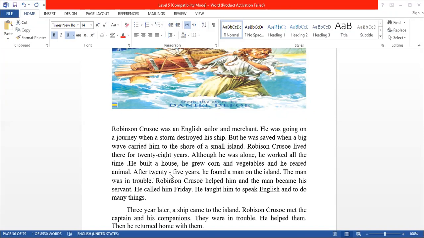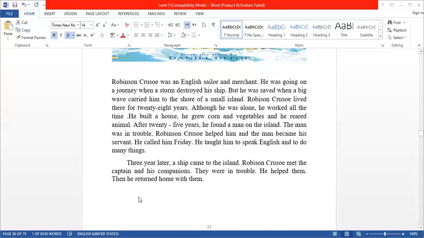After 25 years, he found a man on the island. The man was in trouble. Robinson Crusoe helped him, and the man became his servant. He called him Friday. He taught him to speak English and to do many things. 3 years later, a ship came to the island. Robinson Crusoe met the captain and his companions. They were in trouble. He helped them. Then he returned home with them.